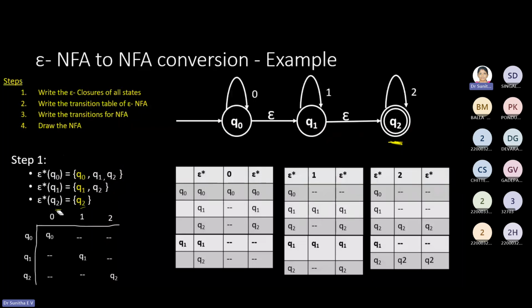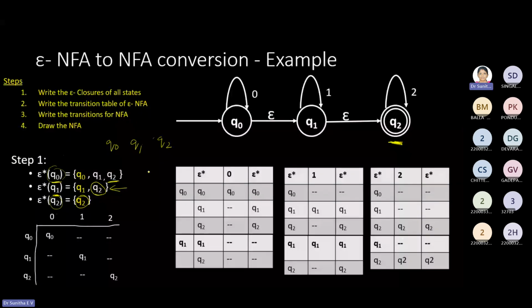To find out the final states, you go to the epsilon closures of the state. If the epsilon closure of a state contains a final state, then make that particular state final. So we make Q0 final. Then check the next epsilon closure, for Q1. When we find the epsilon closure of Q1, it also contains a final state. So Q1 is also a final state. And Q2 is already a final state. So these three are final states in our machine.